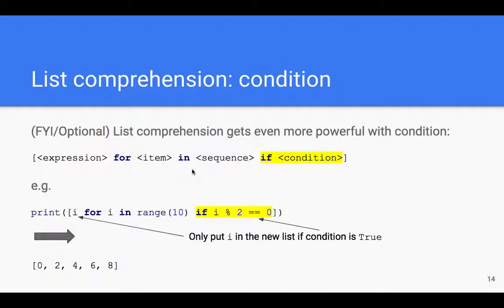One more thing I want to point out: list comprehension can get more complicated and more powerful and useful with, for example, conditions. You can optionally have a condition at the end of a list comprehension, and it would only evaluate the expression if the condition is true.